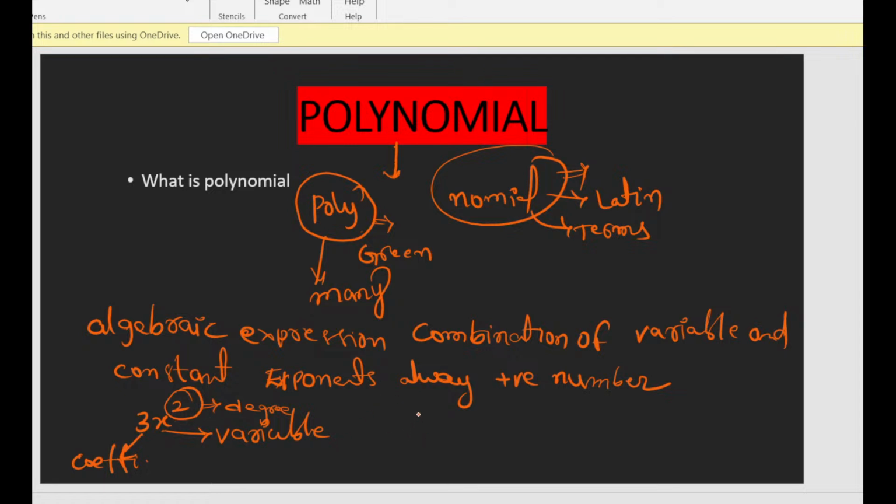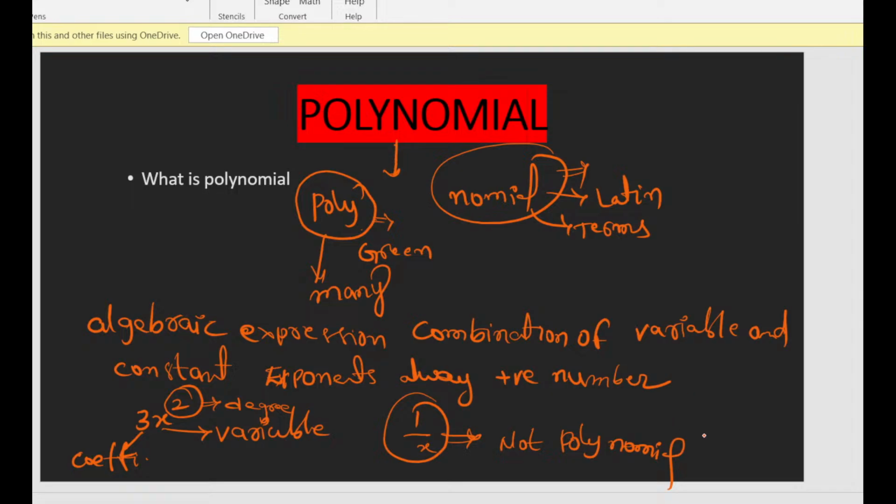If, for example, 1 by x is there, can we say it is a polynomial? It is not a polynomial. Why is it not a polynomial? We can write that as x power minus 1. Here the power is a negative number, so it is not a polynomial. Understand? I hope you understand. If the exponent is a positive whole number, then we call it a polynomial.